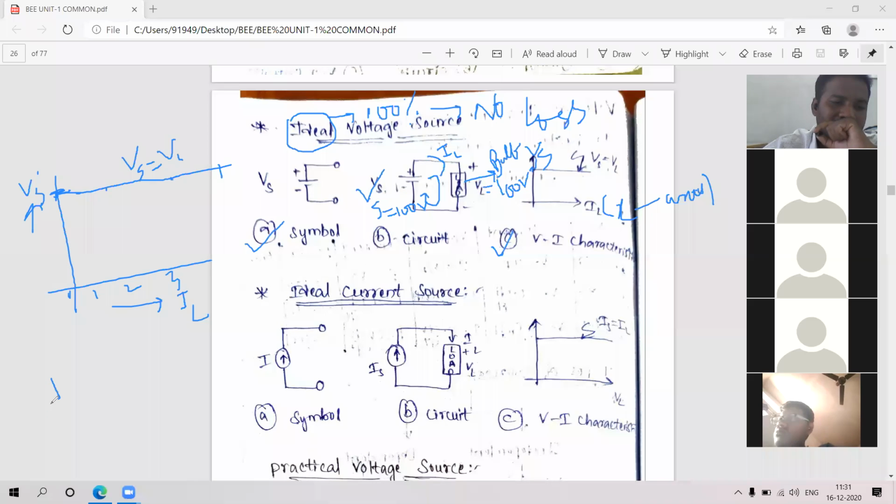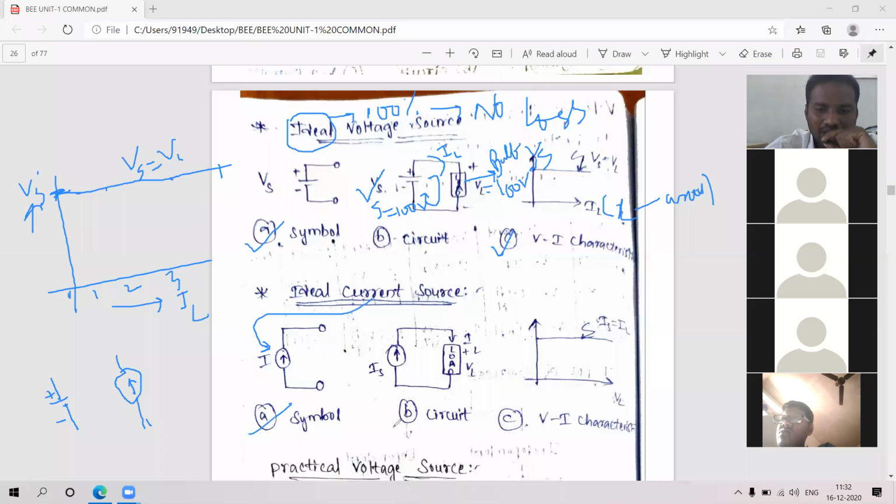Generally, a voltage source is represented by plus and minus. But the current source is represented in a circle, and in that circle it is indicated with an arrow mark. If it is indicated with an arrow mark, it is a current source. So this is the circuit symbol for the ideal current source.